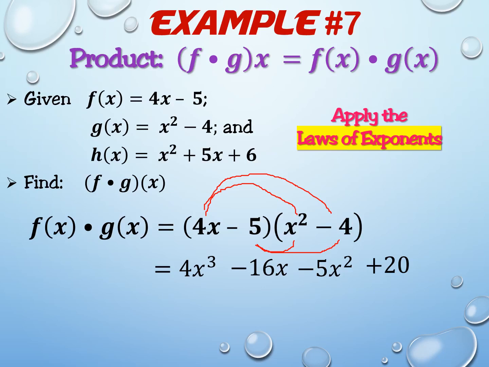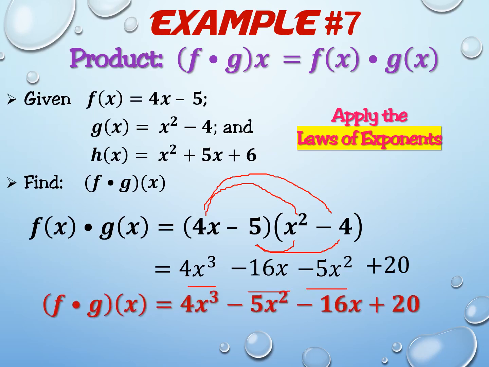So there you go. This will be your initial answer. Now, to get your final answer, all you have to do again is to combine similar terms if there are similar terms. If there are none, all you have to do is to arrange your answer into descending powers of x. So we will write first 4x cubed, followed by negative 5x squared, and then negative 16x, and then 20. So this will be your final answer. Did you follow, guys? Okay, I hope so.